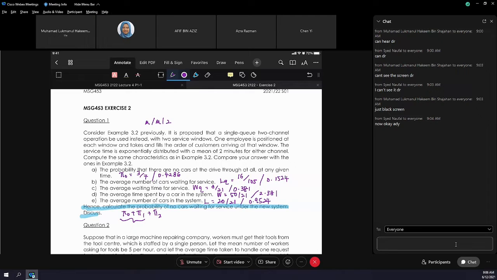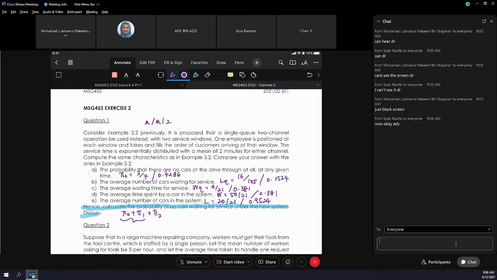If the question says calculate the probability that the new arrival doesn't have to wait for service, then only we will calculate pi naught plus pi 1. For this question, some of you gave me this answer last week, but actually we should include the probability of being in state 2 as well. So it should be pi naught plus pi 1 and then plus pi 2. So that is some correction from our discussion last week.